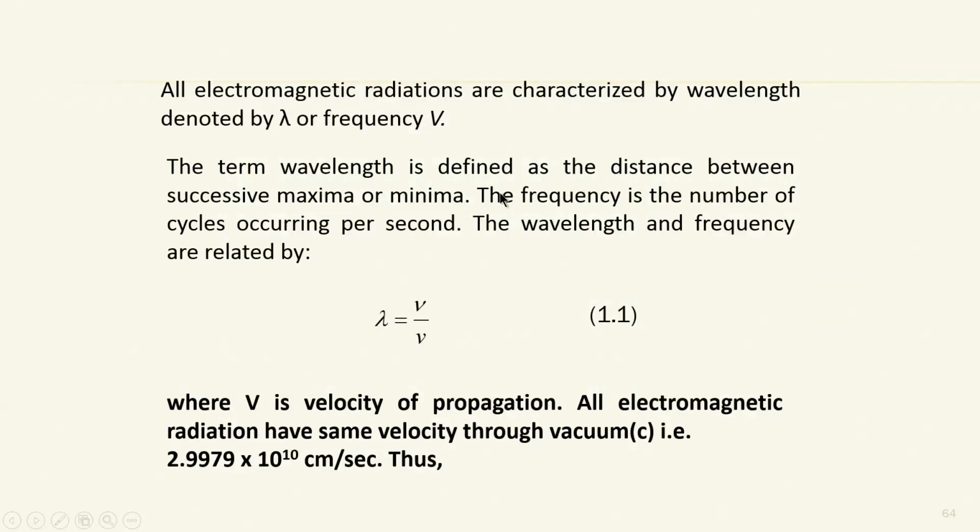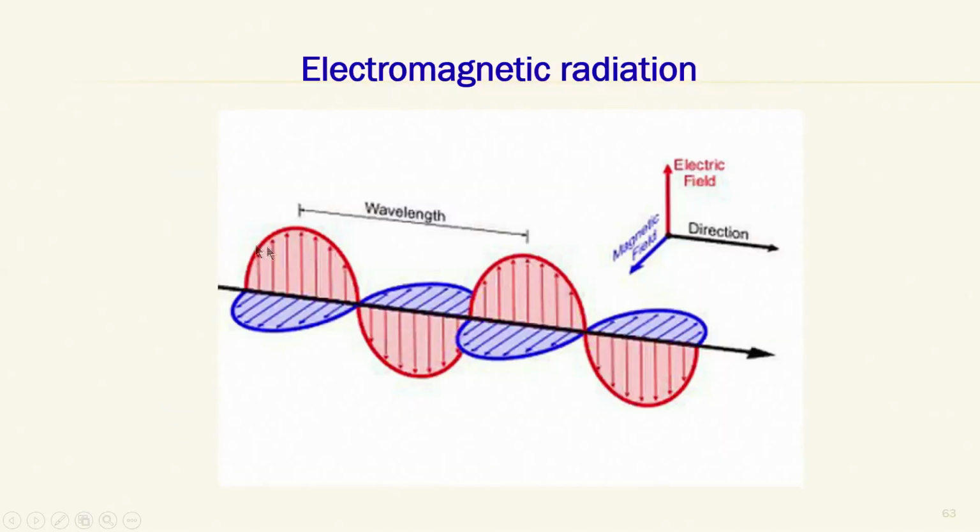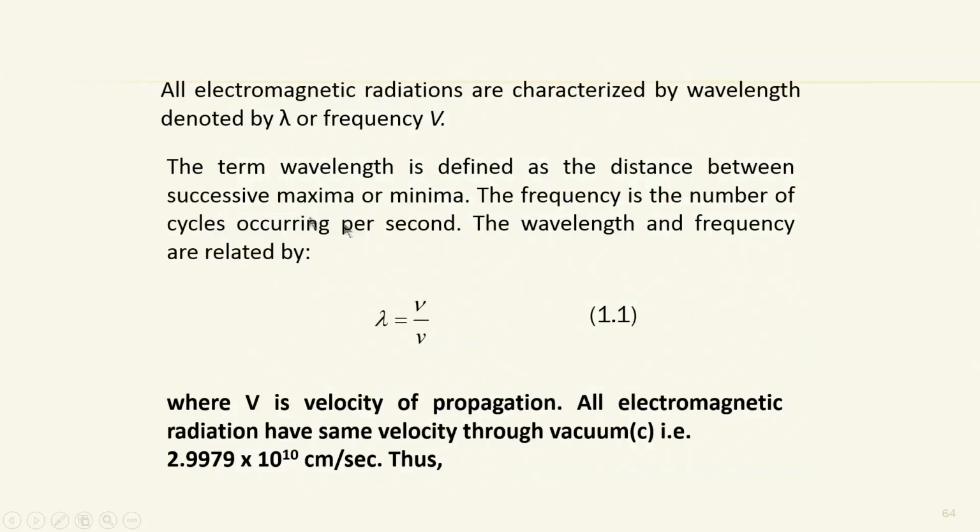So, frequency is the number of cycles occurring per second. If I start from this end, now look at the red one, I am marking it here. If I start from here, reach 0 and then reach -1 and then again reach 0 here, this is known as one cycle. So, the number of cycles per second, how much it moves per second, is the frequency.